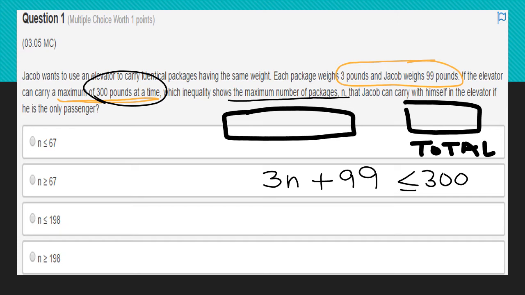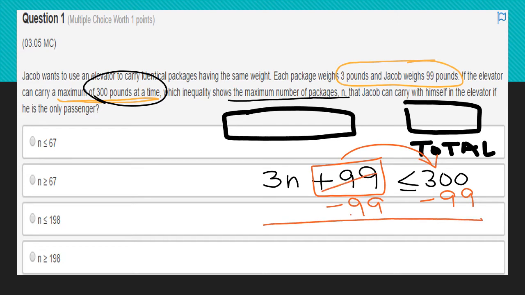You remember we solve this kind of like we do an equation. The first thing to do is to move the plus 99 over. We do that by doing the opposite, which means we subtract. 99 minus 99 is 0. Bring down your 3n. Bring down your sign. 300 minus 99 is 201.